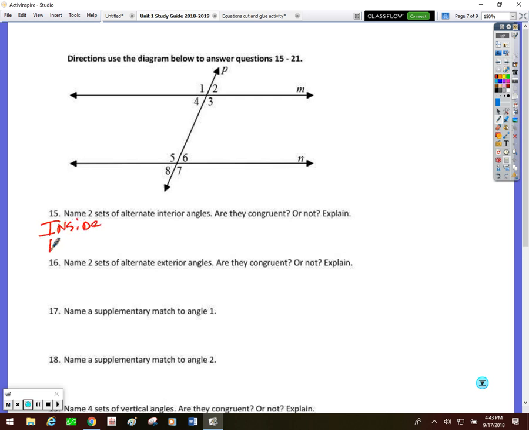You're looking for angles on the inside that match. Okay, so if I look inside, the only four angles inside are 3, 4, 5, and 6. Well, 4 is an acute angle. The only other acute one inside is 6. And then you have 3 and 5. Now, are they congruent? Yes, sir, they are congruent.